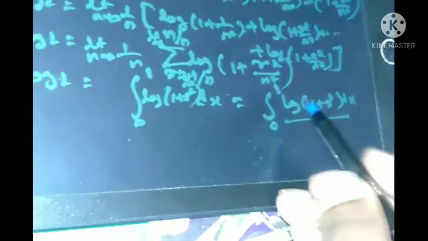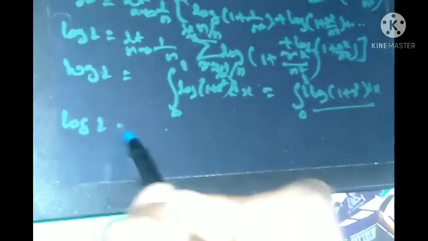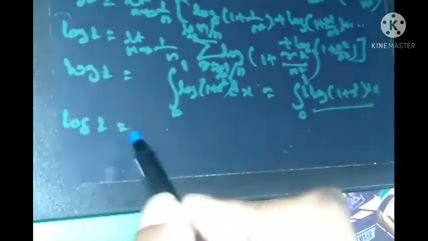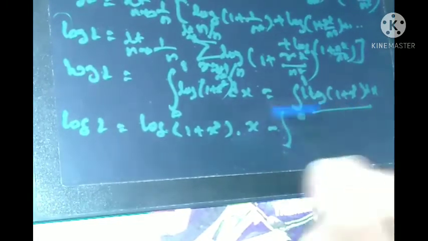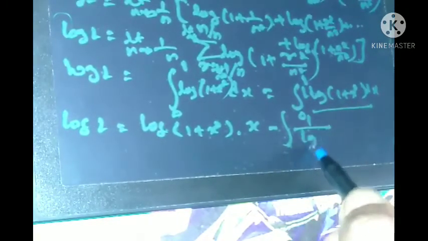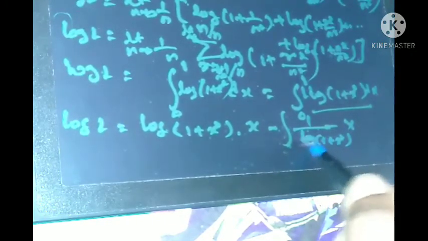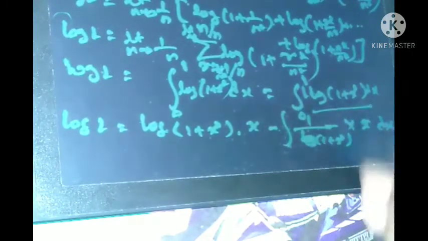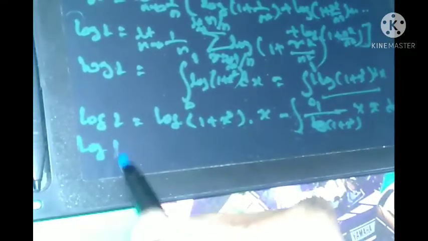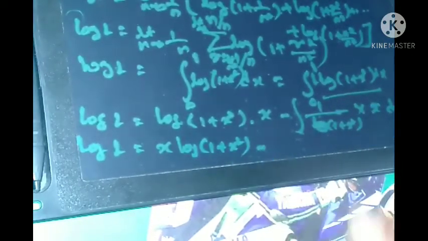By using integration by parts, where the first function is log of 1 plus x square and the second function is x, log L is equal to the first function times the integral of the second function, minus the integral of the differentiation of the first function, that is 1 by 1 plus x square times 2x, times the integral of the second function, x, dx. We get log L is equal to x into log of 1 plus x square minus the integration.